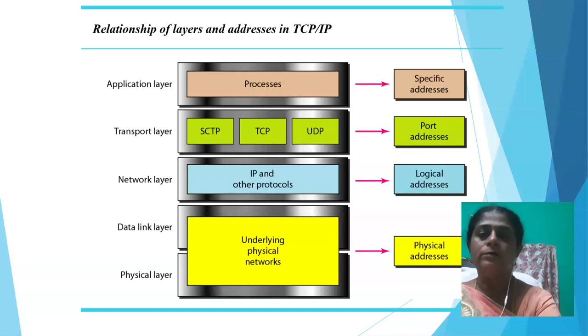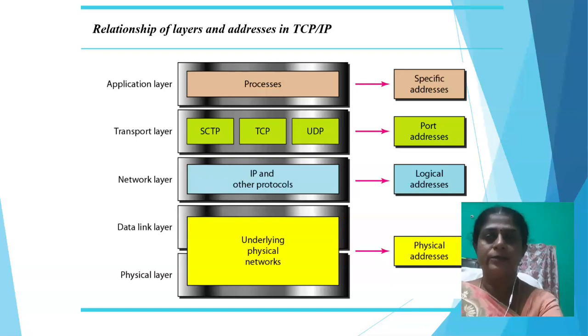And above the network layer, you have the transport layer, wherein segments are transmitted from one process to another process. And here, we make use of the port addresses. And above the transport layer, you have the actual applications, which is done through the application layer, and here we have the specific addresses.